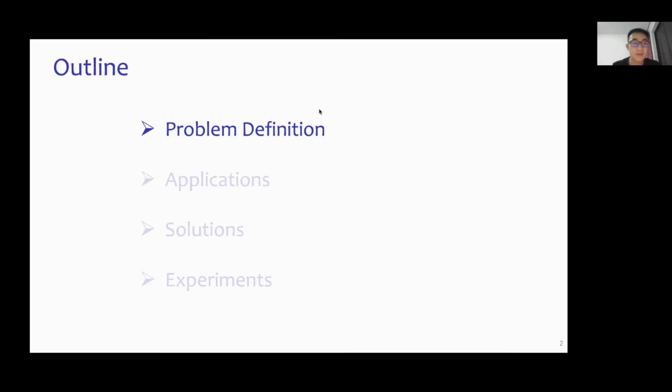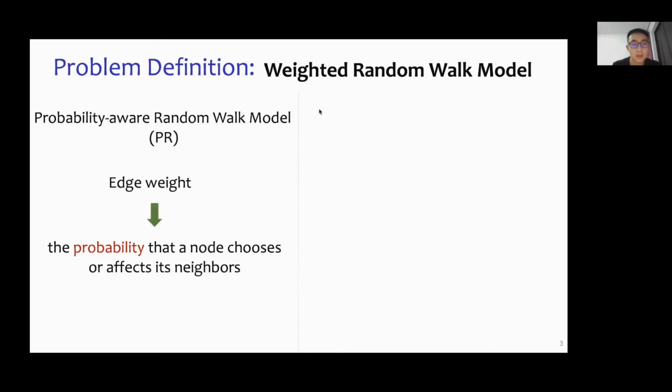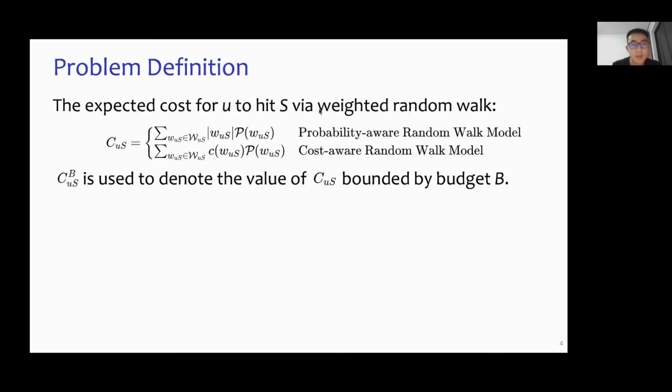Before introducing the problem definition, we introduce two weighted random walk models. For the probability-aware random walk model, the edge weight denotes the probability that a node chooses or affects its labels. But the edge weight indicates the cost of moving one node to its labels in the cost-aware random walk model. Then we compute the expected cost for U to hit S via the weighted random walk model in two similar ways for the two weighted random walk models.